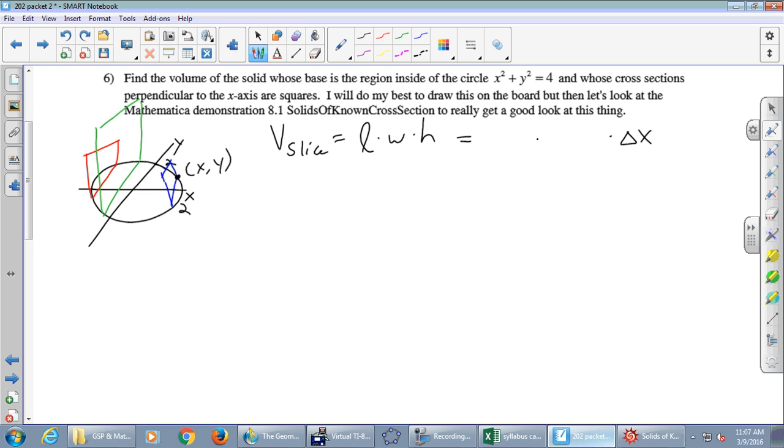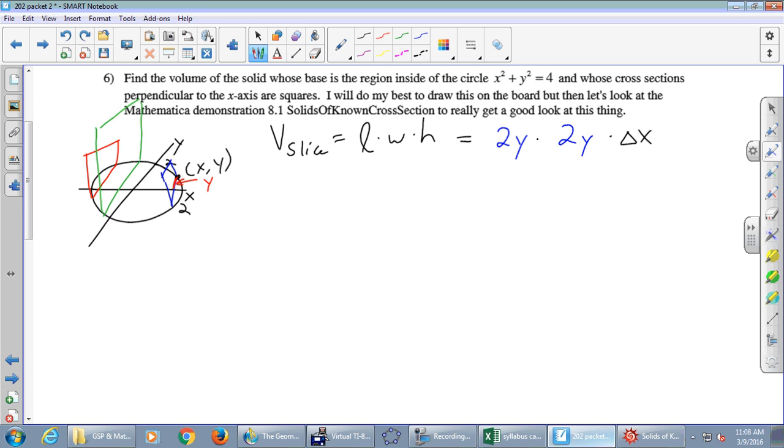If we're calling that X comma Y, how long is the blue side of the square? It's 2Y. Because Y, by definition, is from the X-axis to the point. So if you're going to call something Y, you better call it that. So the length of the square, the entire blue side, is 2Y. And therefore the width or the height of the square is what? Also 2Y.